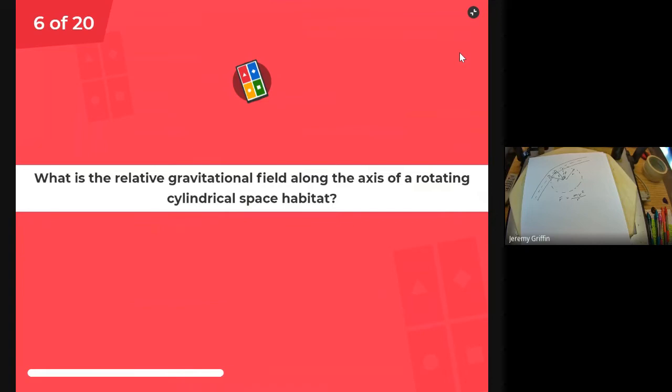What is the relative gravity field along the axis of a rotating O'Neill cylinder?